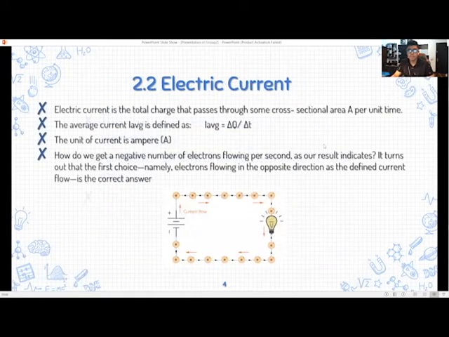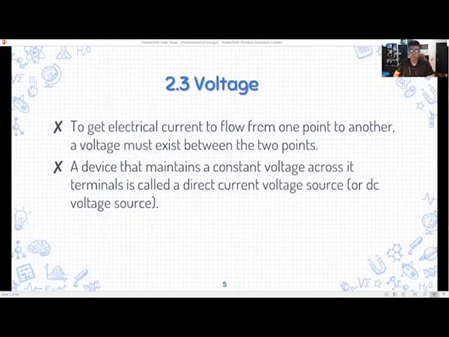We move to the next. The definition is very simple. It's electric current. You have known it a long time ago, and this is the formula. And another simple definition is voltage. To get electrical current to flow from one point to another point, voltage must exist between 2 points, and a device that maintains a constant voltage is called a direct current voltage or DC voltage.